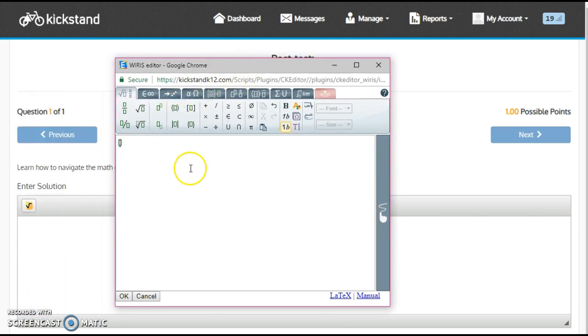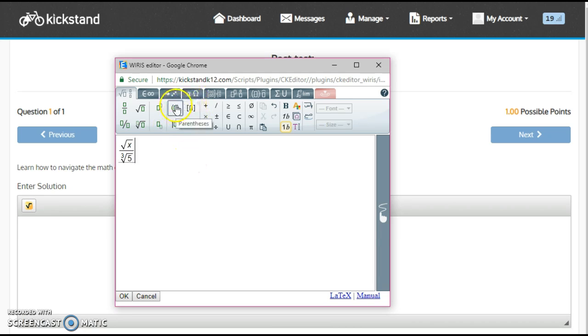And your editor looks like this. So on the very first tab you have your fraction option. I always use this one. I never use the slash, so it's always the fraction bar. Then you can see we have a square root key, and we also have an nth root, so you can put in whatever root there.